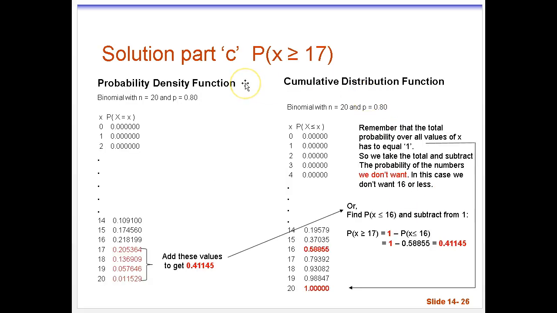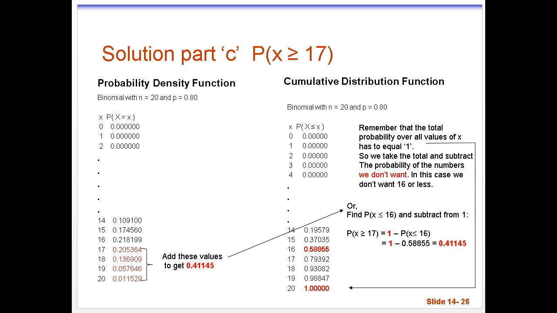Right here on the next slide, I got Minitab to give me the probabilities that x is precisely equal to, and notice it says probability density function. So the probability that x is precisely equal to 0, 1, 2, 3 all the way down to 20. I'll take you into Minitab in a minute and show you how you could do this. If we were going to answer the question by finding the individual probabilities, those are all right here. I add them together, and my answer is going to be 0.41145. So that's one approach I could take.